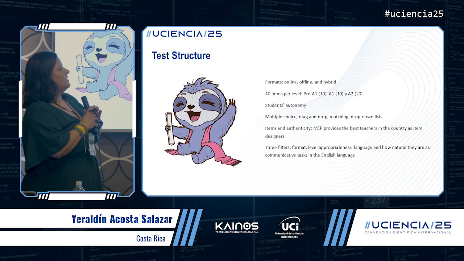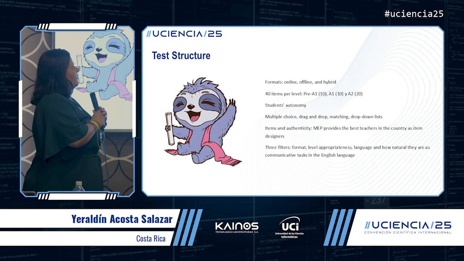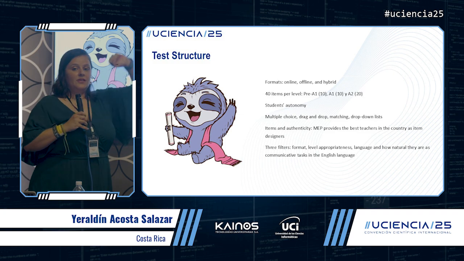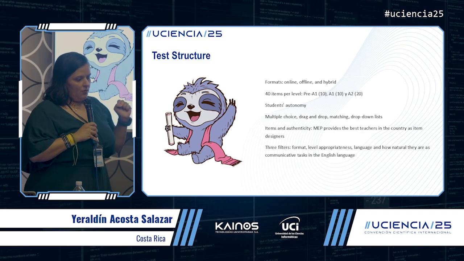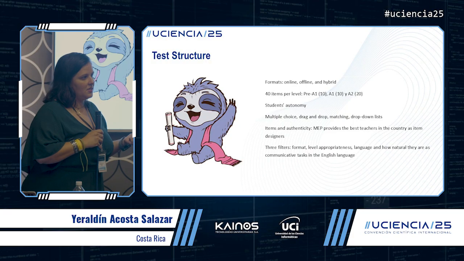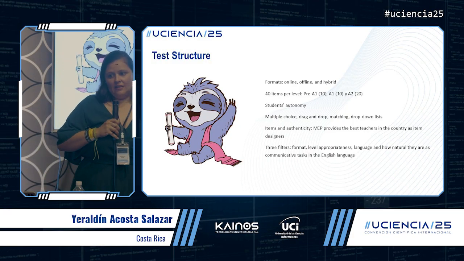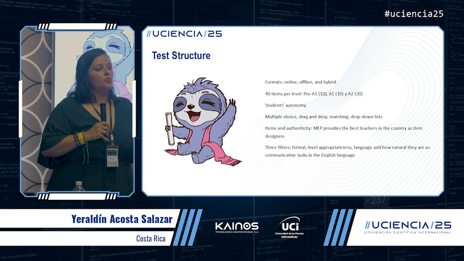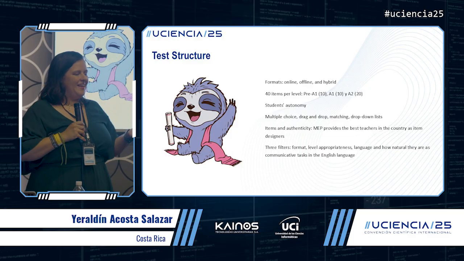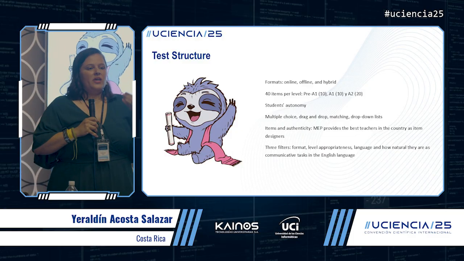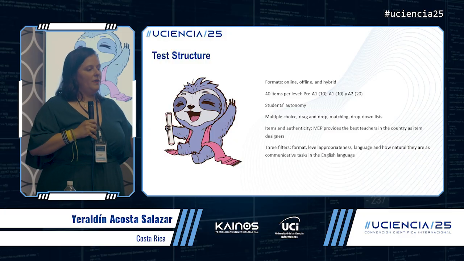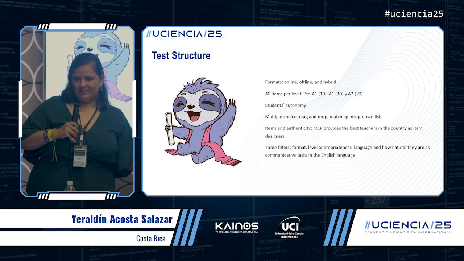So what is the test structure? Well, originally we had an online version. One of the things that we learned was that just having an online version of the test was limiting the reach, how much we can reach of the population. In Costa Rica, probably like many Latin American countries, we have places in which you can access only if you go by horse for a couple of days.